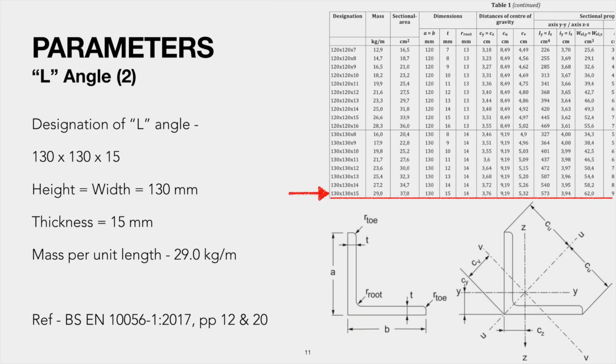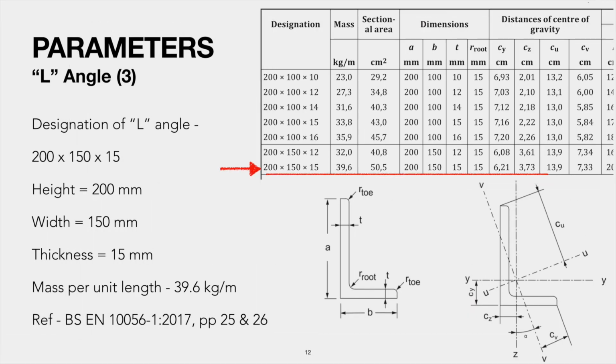The 130 by 130 by 15 L angle is another equal angle used in this exercise, having 130 mm of height, 130 mm width, 15 mm thickness and 29 kg per meter length. You can see these technical details by referring to pages 12 and 20 of BS 10056-1:2017 standard.